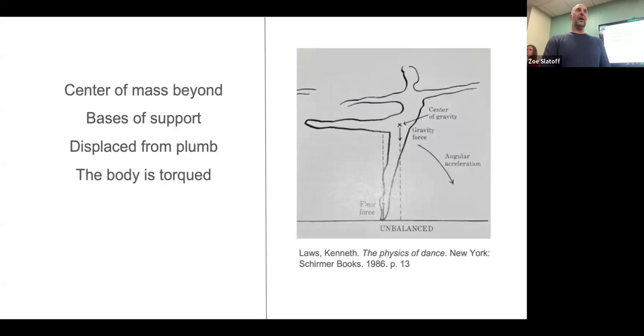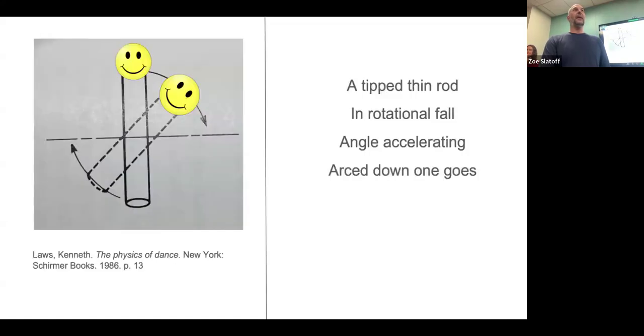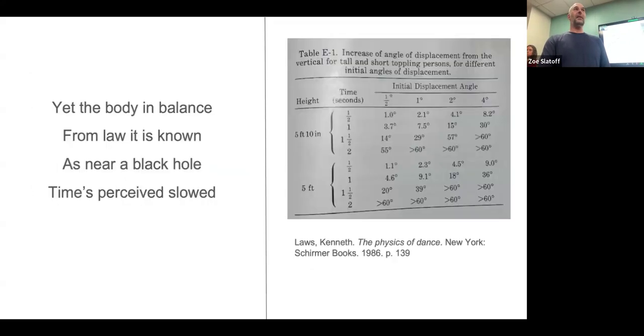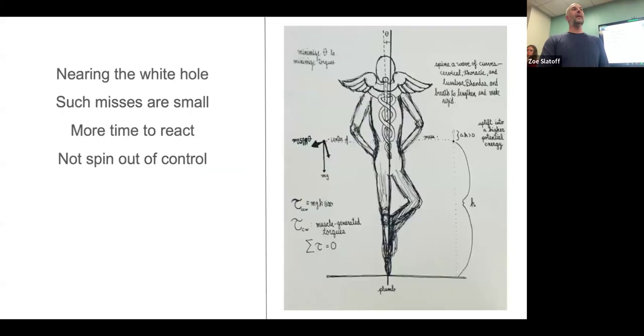Center of mass beyond bases of support. Displaced from plumb, the body is torqued. A tipped thin rod in rotational fall, angle accelerating, arced down one goes. Yet the body in balance from law it is known, as near a black hole, times perceived slowed. Nearing the white hole, such misses are small, more time to react, not spin out of control.